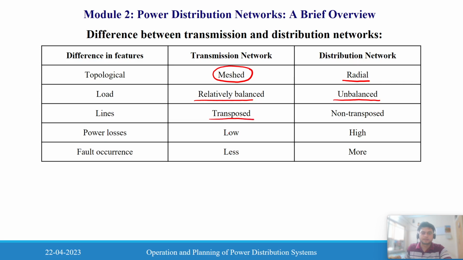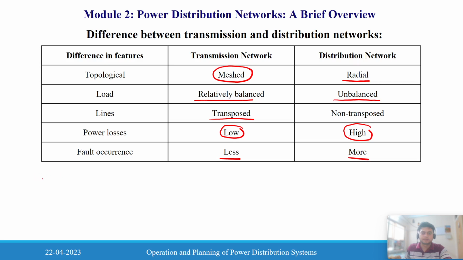Power losses are high in the distribution network due to the lower voltage level. On the other hand, power losses in the transmission network are lower due to the higher voltage level. Fault occurrence is less in transmission, and the distribution network is prone to fault occurrence.